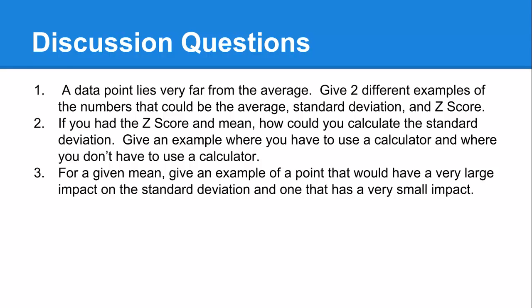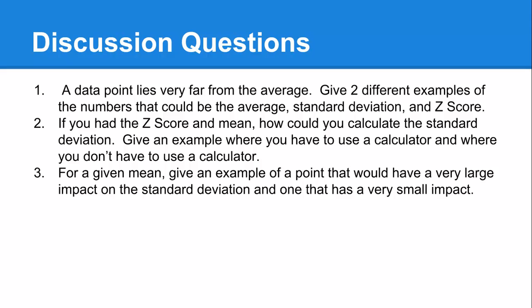So here's some discussion questions. A data point lies very far from the average. Give 2 different examples of numbers that could be the average, standard deviation, and z-score. And so you could say like, well, if the average is 100, standard deviation is 10, like a z-score could be like 6. Or sorry, that's probably pretty high. Like a z-score could be like 2.5. That would be really high from the average. Negative 2.5, that would be lower than the average.